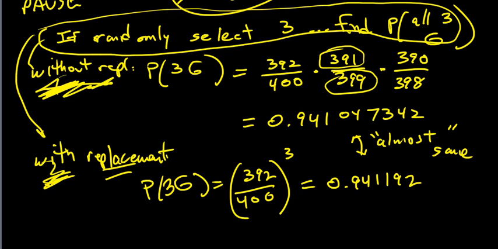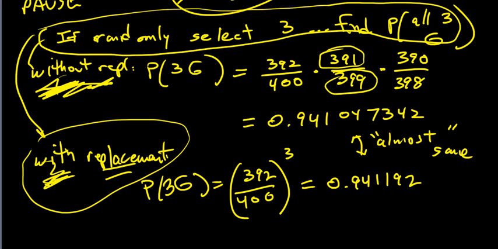Well, they're the same to at least 3 decimal places. The idea I'm getting at here is sometimes if you assume independence, if you assume you're doing things with replacement, you often get the same or almost the same value, a good enough value, as computing it without replacement.